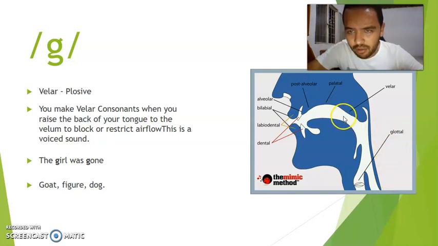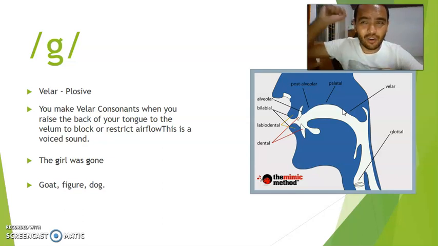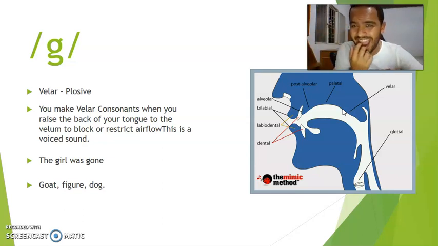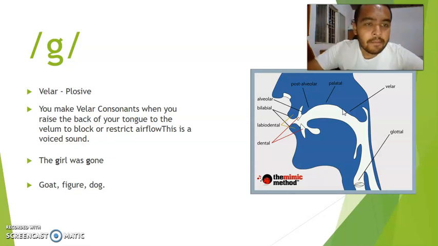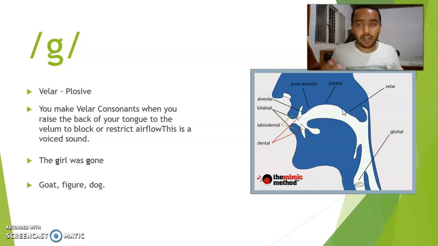Your tongue goes right here. You put it up right here, and this is where the sound is produced. As you can see, my tongue is going up, but not to the alveolar ridge, but maybe behind. So the example is that the girl was gone, and we have other examples.